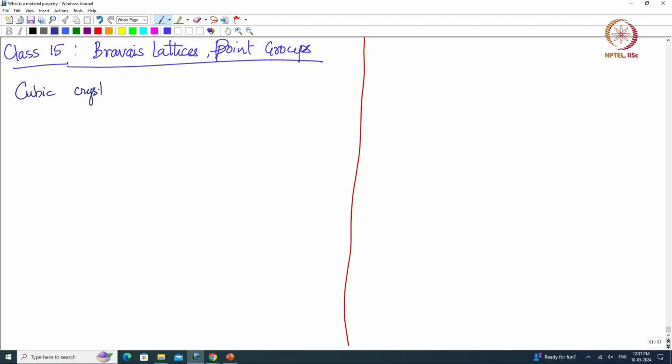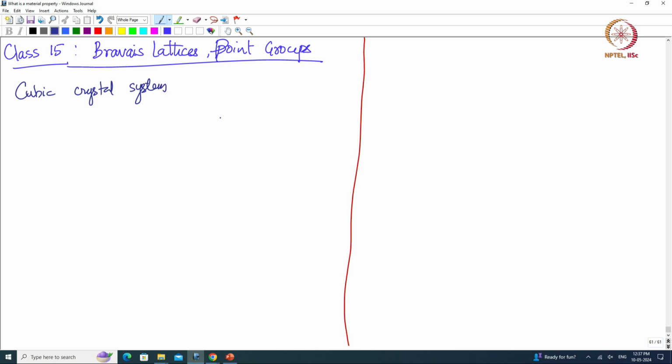So, we have been talking about Bravais lattices. So far we have come through the laundry list of all the crystal systems that we have, and we stopped at the tetragonal system, and so we have counted up to 9 Bravais lattices so far. And so today we'll go to the next crystal system, which is the cubic crystal system.